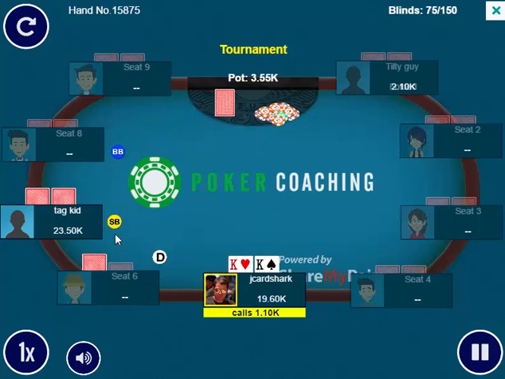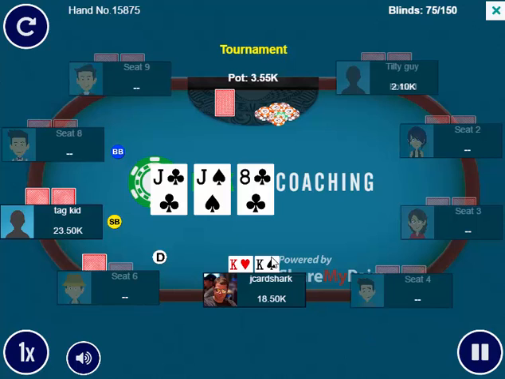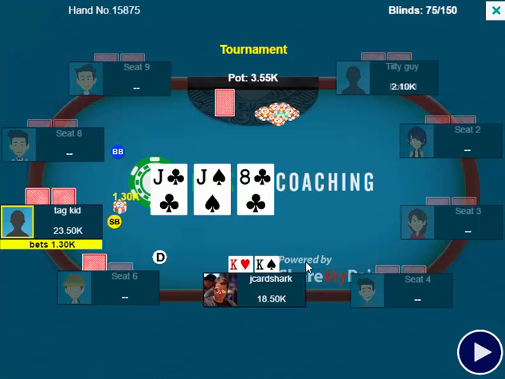Obviously, we're going to get outflopped sometimes, but I do think there is plenty of merit in calling and seeing what develops, especially given we're in position. We can just easily play a huge pot in this way, and we make it impossible to go broke when we're against pocket aces.